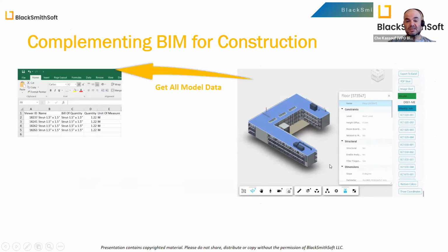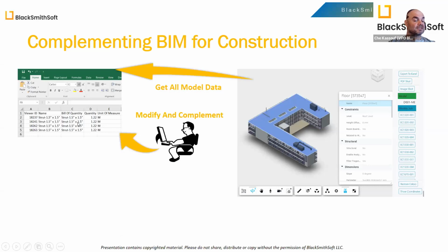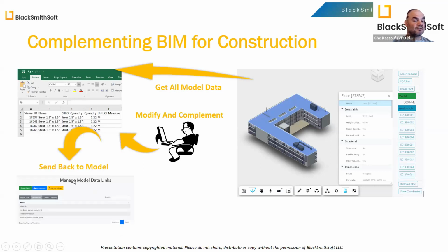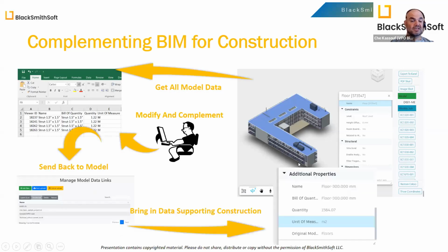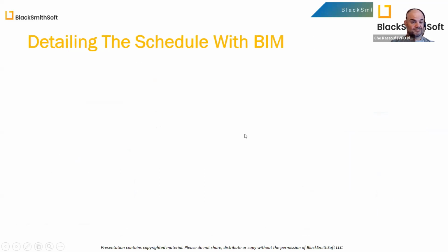Now, in this case, our system will allow you to export all the data from your model into an Excel sheet. And then you can request your engineer or maybe your estimator to modify or complement this data. And then we bring it back into the model, and then your model is updated. So for example, originally, this model did not have any property called bill of quantity, or it was using a unit of measure that's not in line with the bill of quantity. You can see here, it was complemented, then added back to the model.